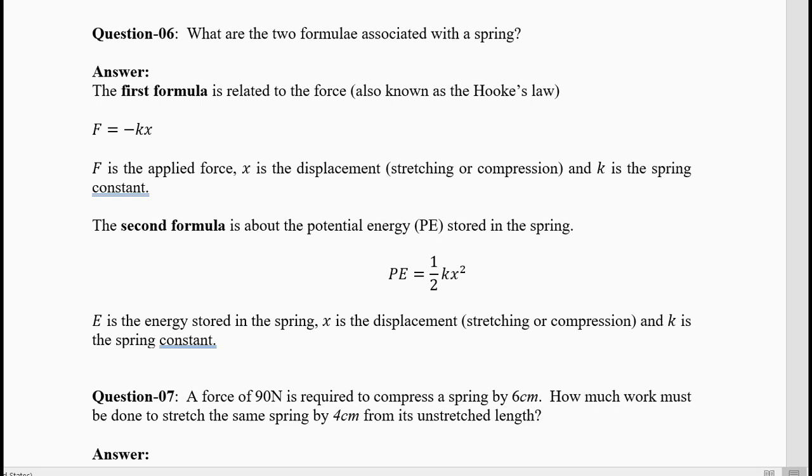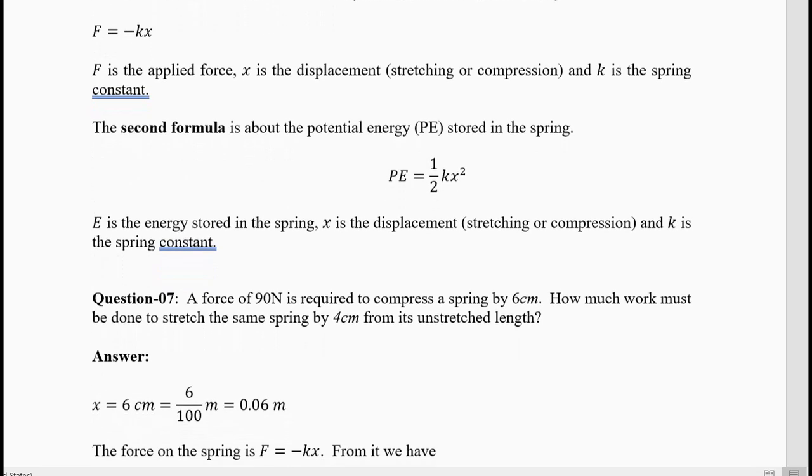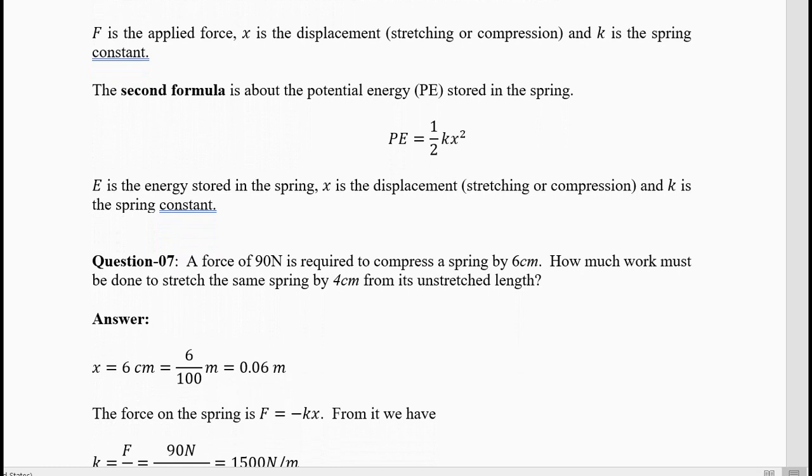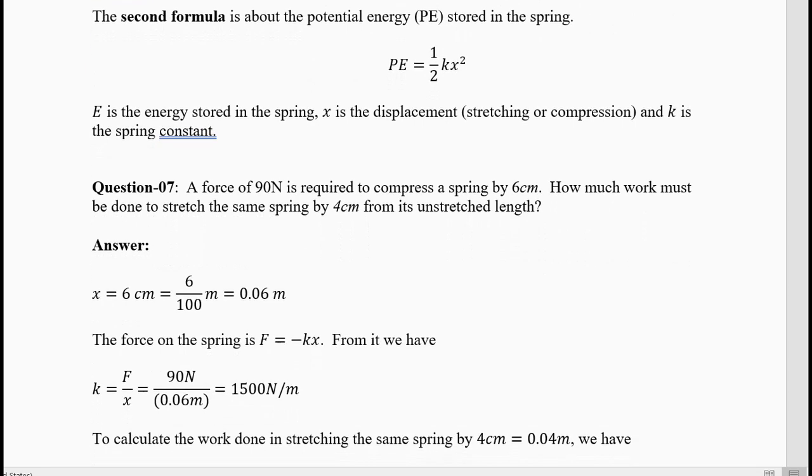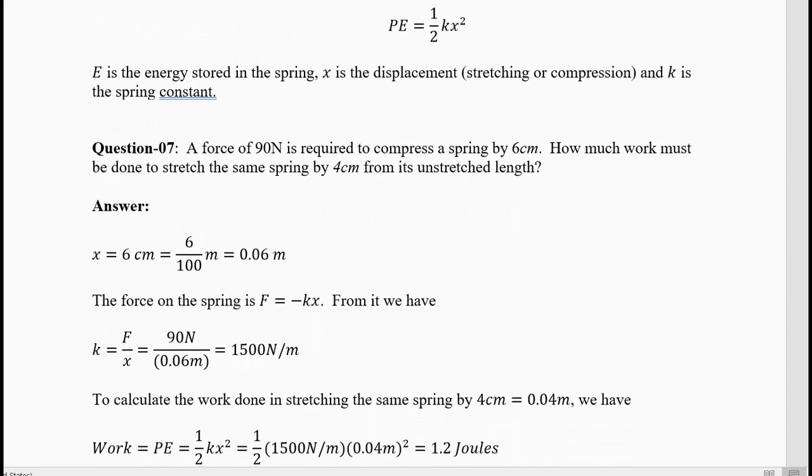The second formula is about the potential energy stored in the spring, PE equal to half kx square. Basically, your work is integral F dx. When you integrate x, you get half x square. This is precisely what happens here. Potential energy is half kx square. The minus is taken care of in the integration process. E is the energy stored in the spring, x is the displacement, stretching or compression, and k is the spring constant. Now let's do some calculations.